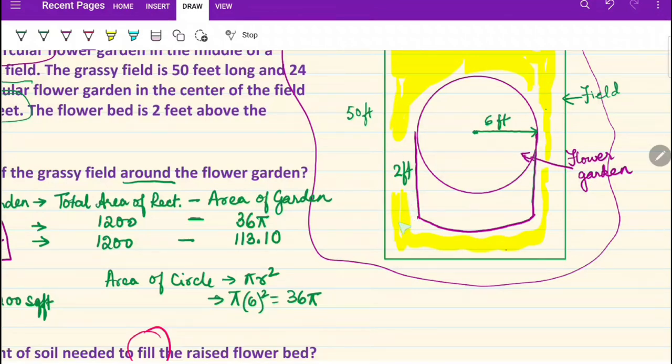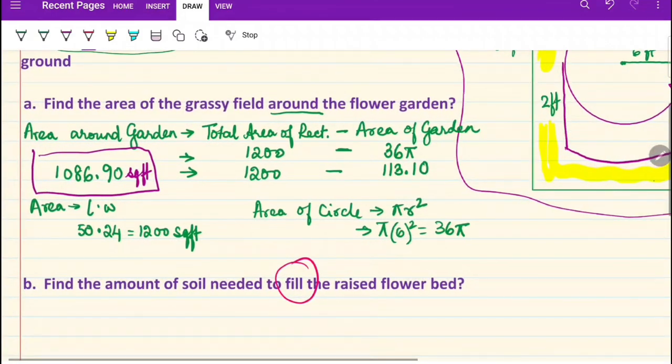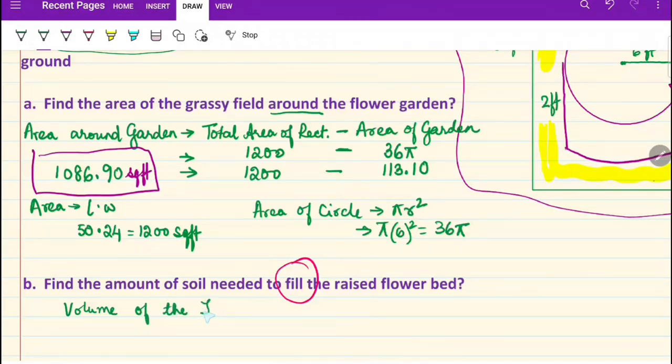2 feet. So whenever we fill up something, whenever we work with filling up a 3-dimensional figure, then we are actually looking for the volume, not the area, but the volume, and volume involves 3 dimensions. So I'm going to write here that what we are looking for is the volume of the raised flower bed.